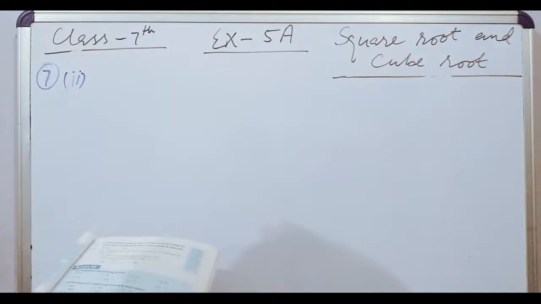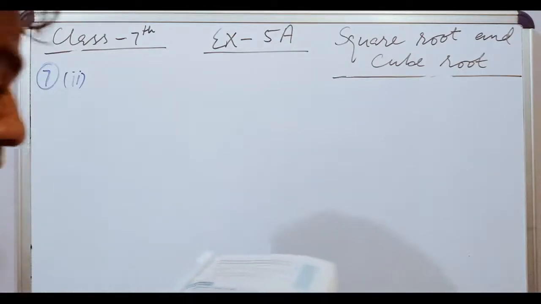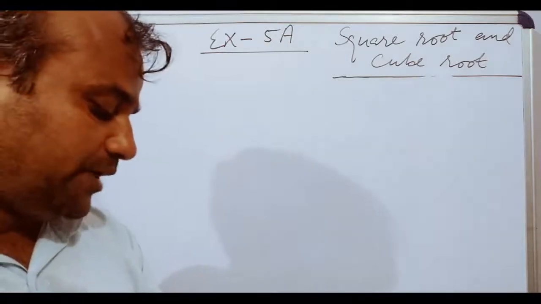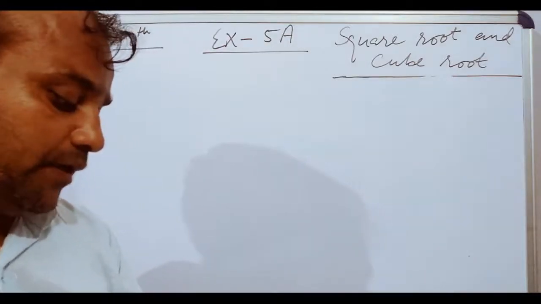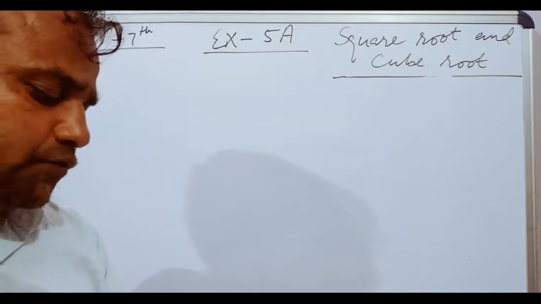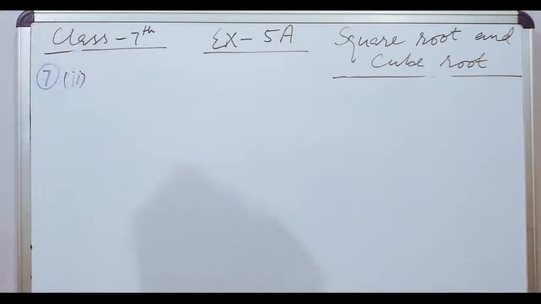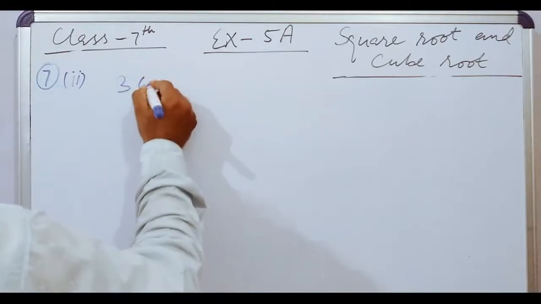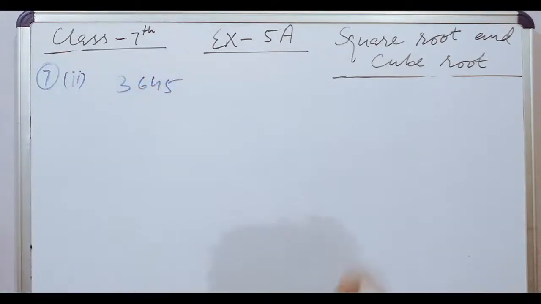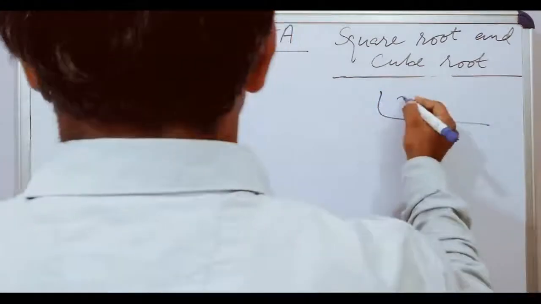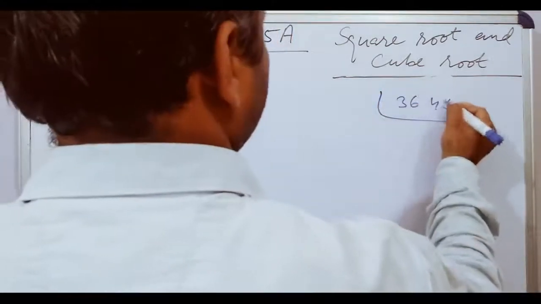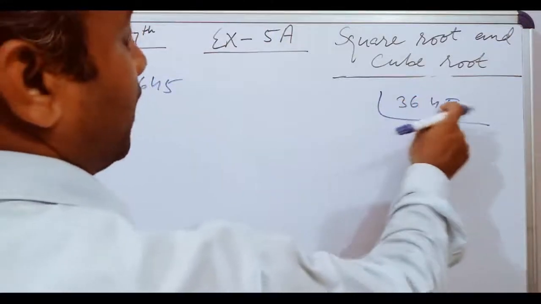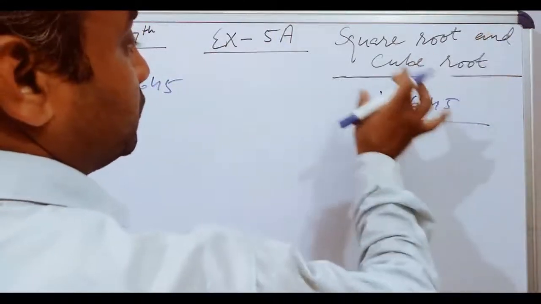For each of the following numbers, find the smallest number by which it should be divided so as to get a perfect square. Also find the square root of the square number so obtained. So the second part I am doing: 3645. Now we will factorize 3645. See, the sum of all digits is divisible by 3.